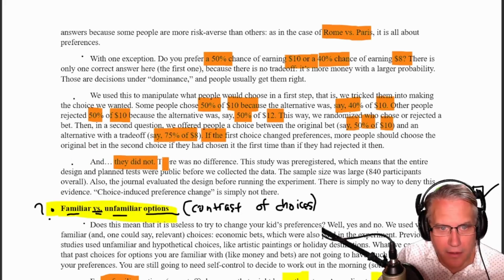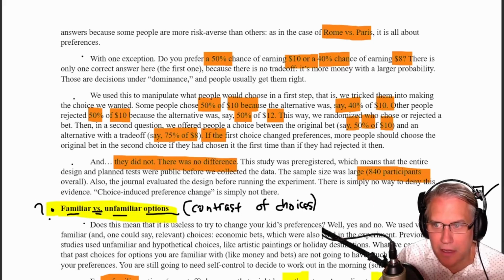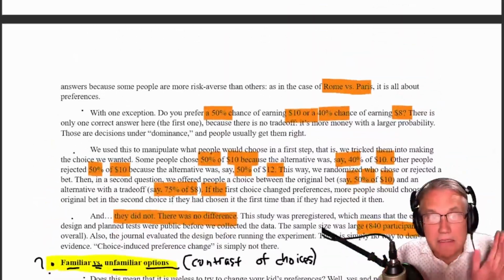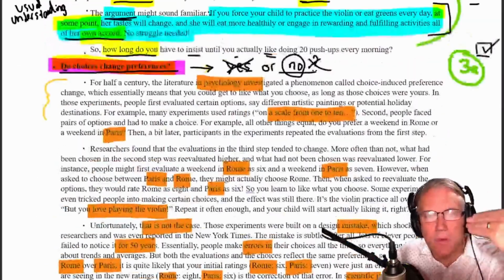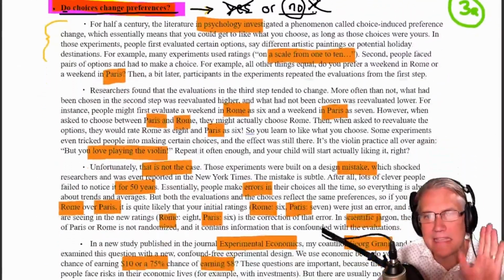And they did not. There was no difference. Interesting. More numbers, some participants. Okay. So, there it is. Did I read this? I did not read this. I skimmed it.